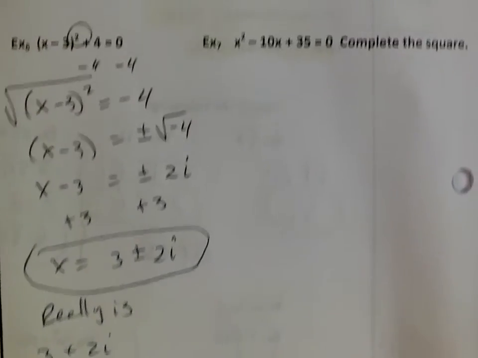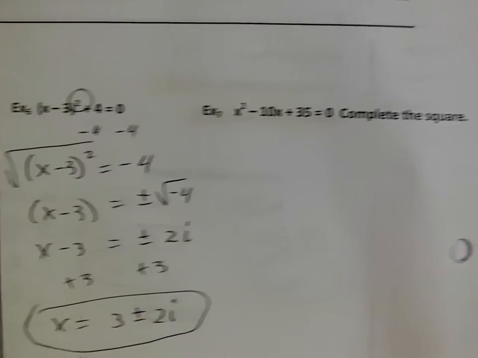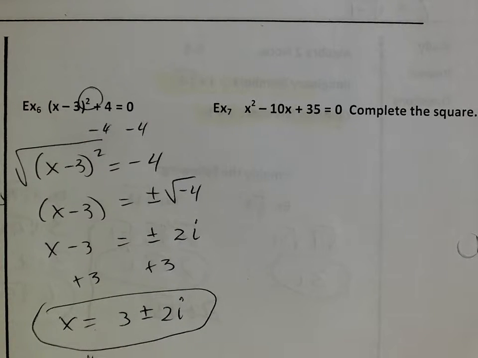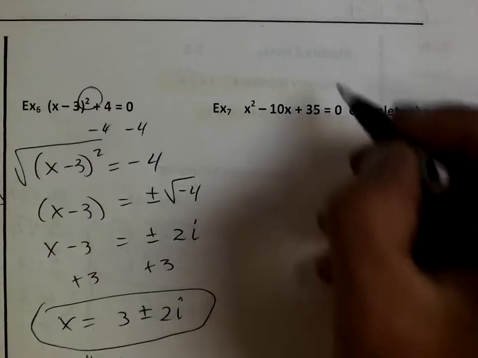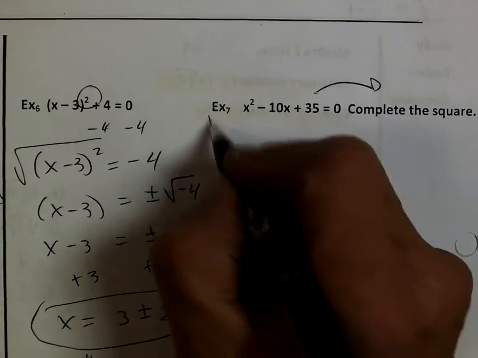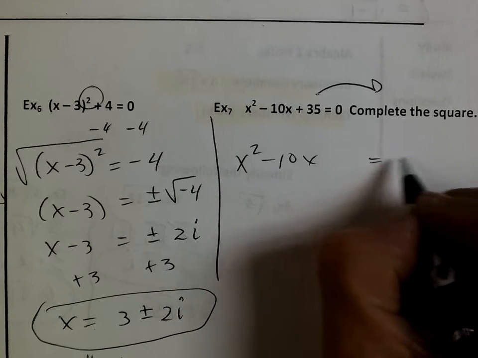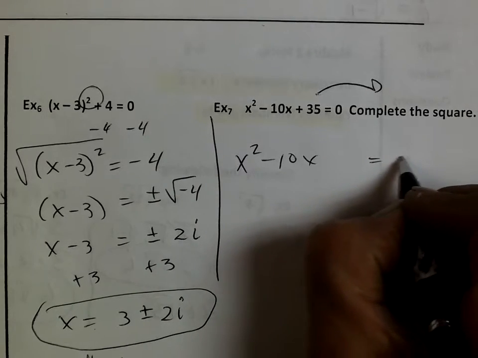All right, now I'm going to do this one. I really like it when it's quantity squared. I'm trying to slowly get us ready for completing the square, okay? So what I'm going to do is bring the 35 over. So I'm going to go x squared minus 10x equals negative 35.